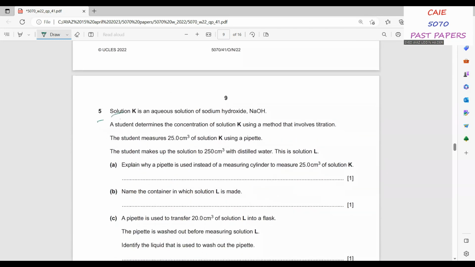Number 5, solution K is an aqueous solution of sodium hydroxide, NaOH. The student determines the concentration of solution K using a method that involves titration. The student measures 25 centimeter cube of solution K using a pipette. The student makes up the solution to 250 centimeter cube with distilled water. This is solution L. A. Explain why a pipette is used instead of a measuring cylinder to measure 25 centimeter cube of solution K. So pipette is more accurate than measuring cylinder.